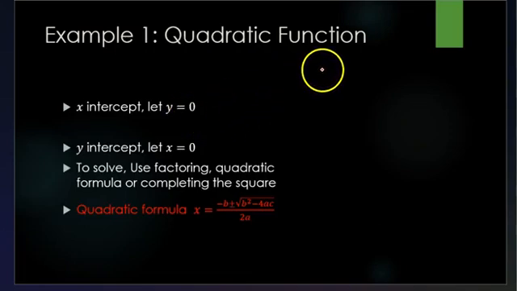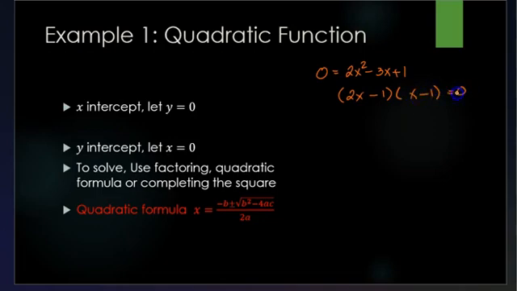That means you have 0 equals 2x squared minus 3x plus 1. So you can either do factoring or quadratic equation or completing the square to solve for this. Here we have x equals 1/2 and 1. So what's the meaning of this? That means we have the ordered pairs (1/2, 0) and (1, 0). So these are your x-intercepts.